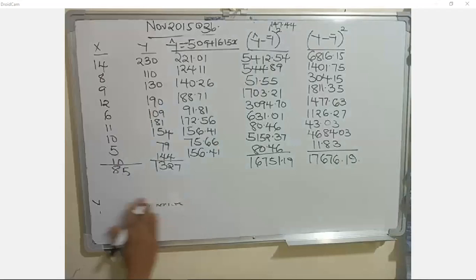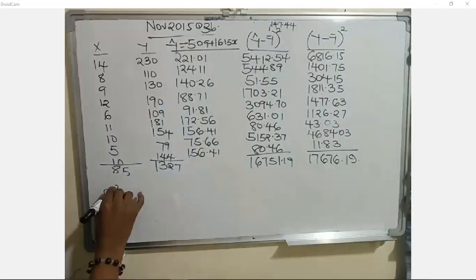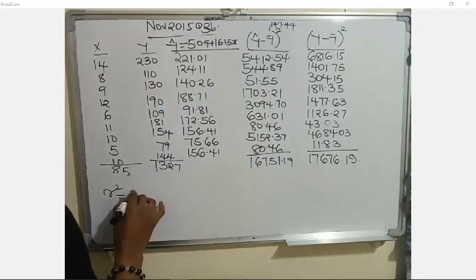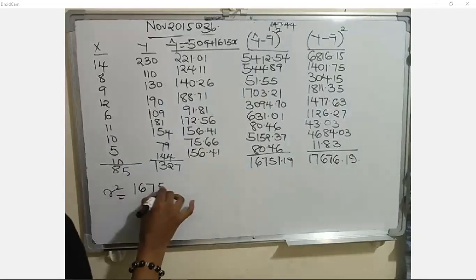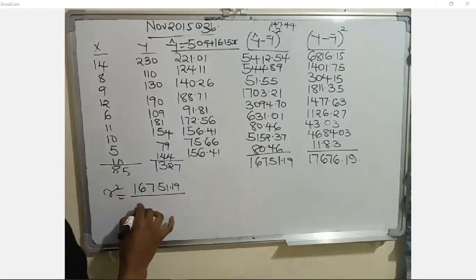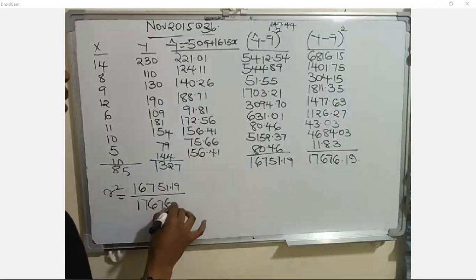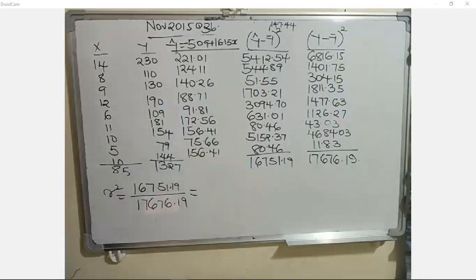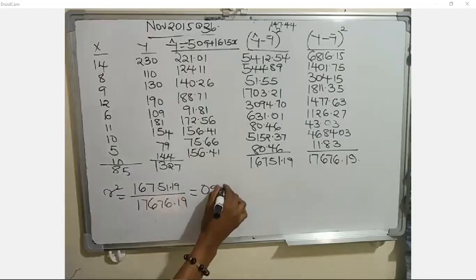So to get our R squared, what do we take? I normally take explained variance, which is 16,751.19. We divide by 17,676.19. How much is it? I'm getting 0.94, right? I'm at 0.95. It is okay.